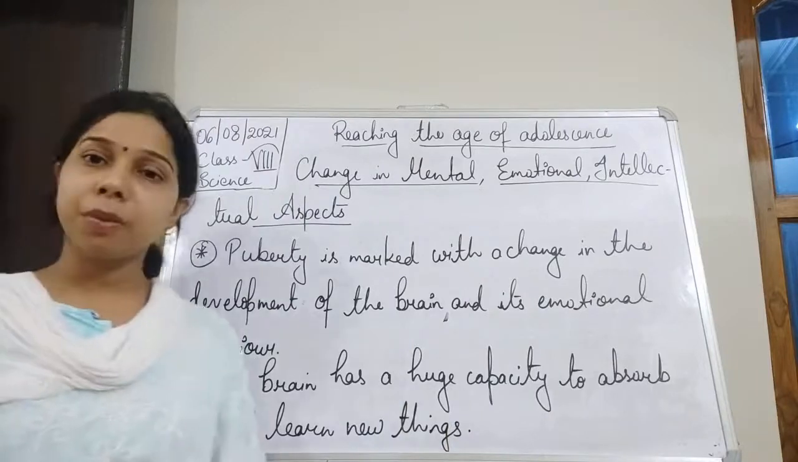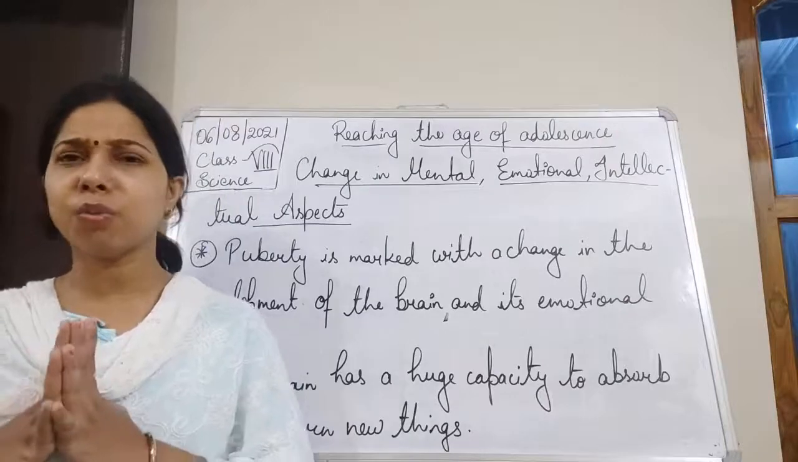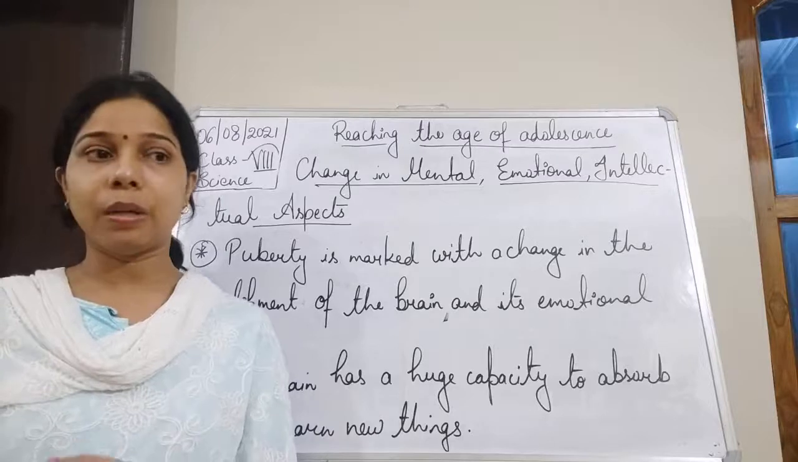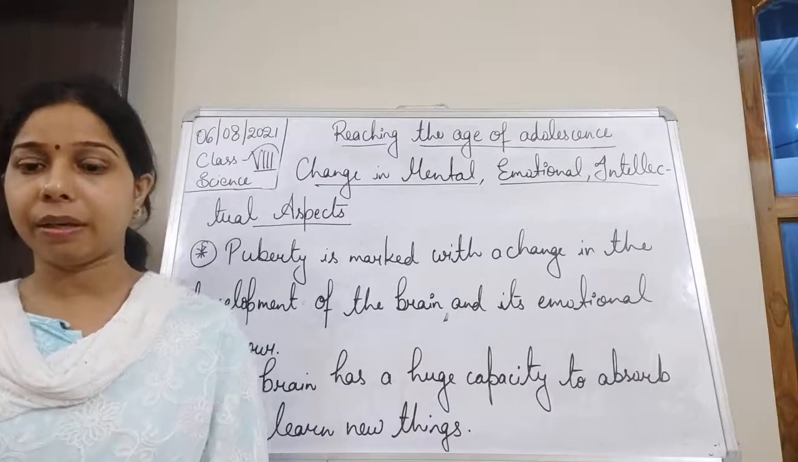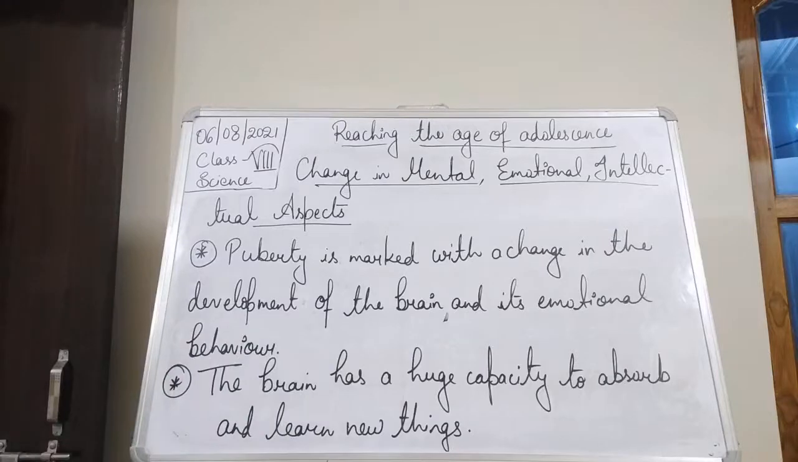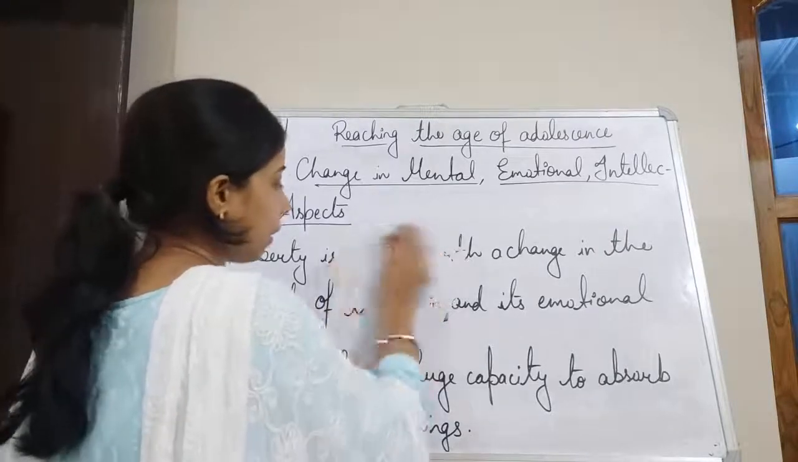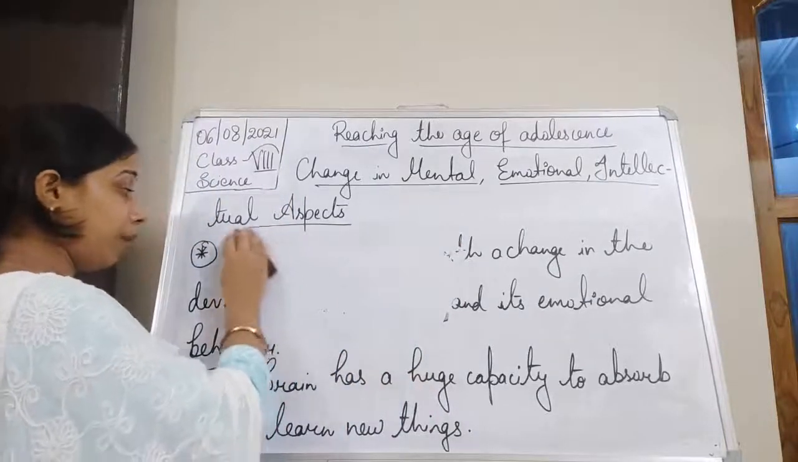Here, when the person reaches the adolescence phase, students, they do not want to listen to anyone. Actually, they want to take decisions, they want to live independently, they want to become independent. So they start thinking, they start taking decisions, and due to this they want to be independent.